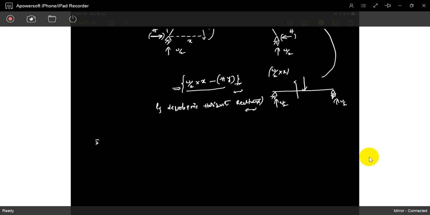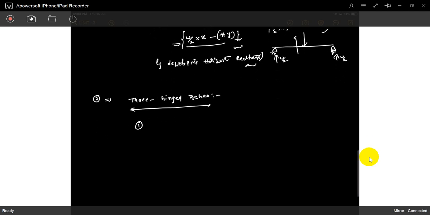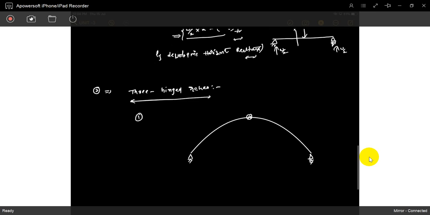And also the next topic, last topic. First we will see the three hinged arches. In three hinged arches also, we have two types. What are those two types? If you provide that arch in a parabolic shape, that is, this is a hinge. This is a parabolic arch. So it is a parabolic arch.